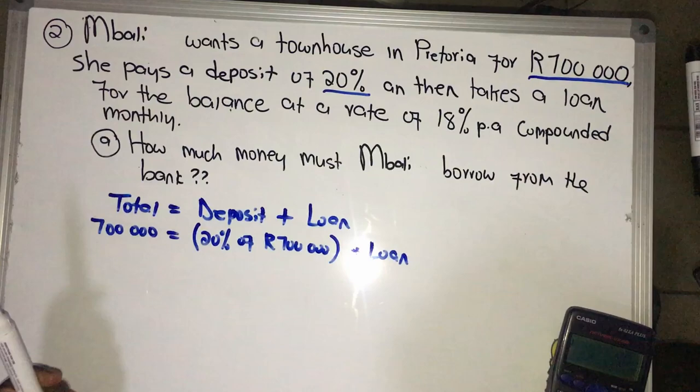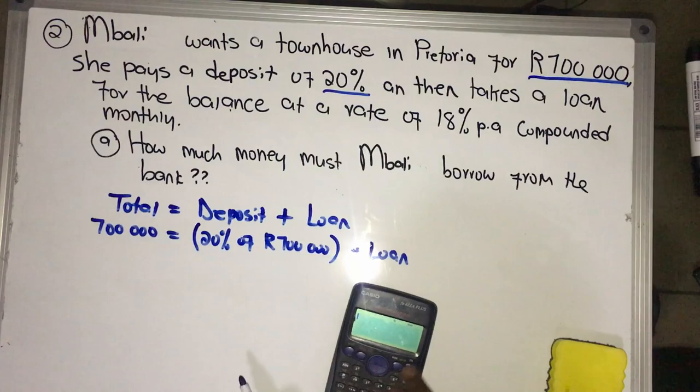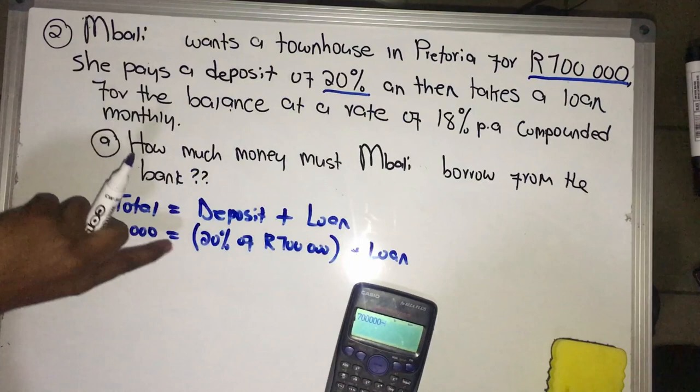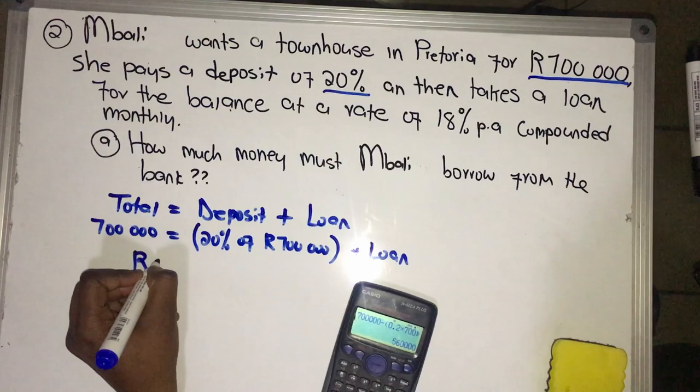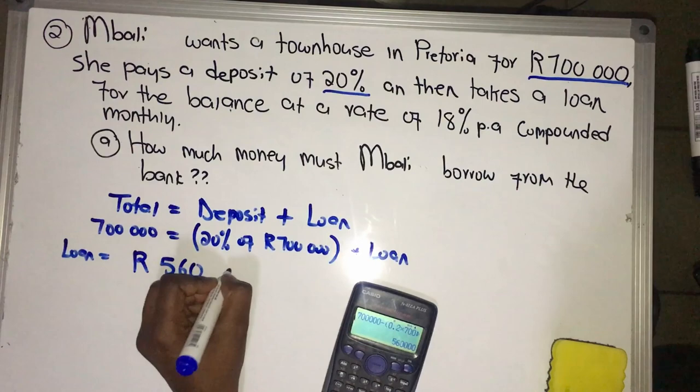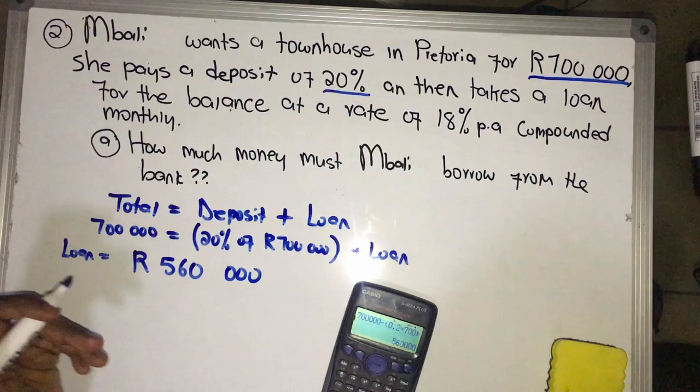So on a calculator, I can get 700,000 minus all this term here on the left side, which is 0.2 multiplied by 700,000. So our loan amount is 560,000 rands.